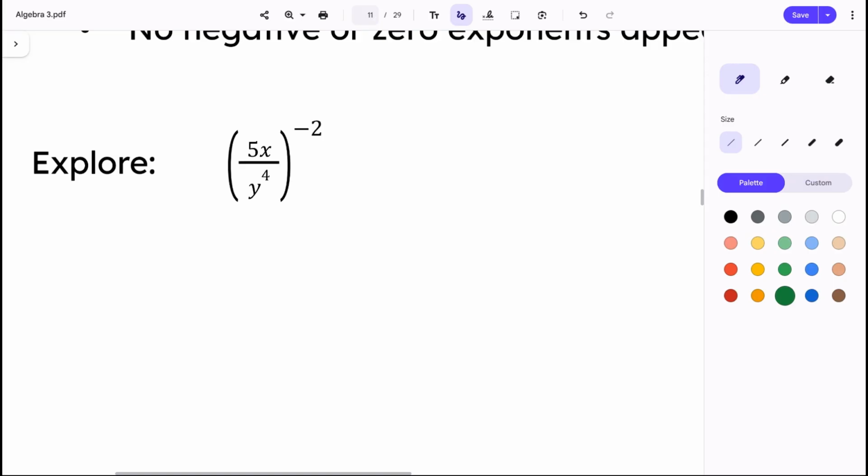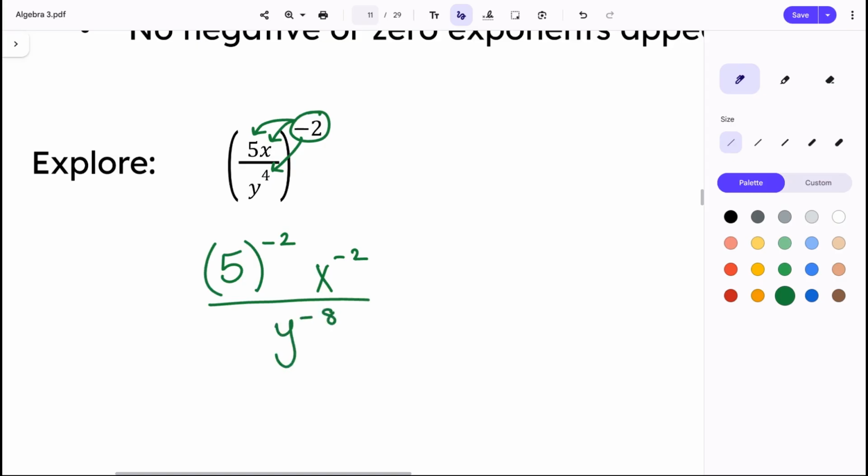So first thing I would have done is worked with my power of a power rule because I want to eventually get rid of those parentheses. So I took this negative 2 and I had to distribute it to the 5, to the x, and to the 4. So now I have 5 raised to the negative 2 power, x raised to the negative 2 power, and then y on the bottom here became negative 8.